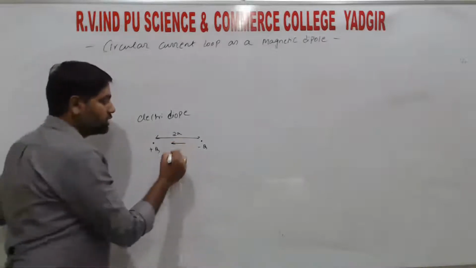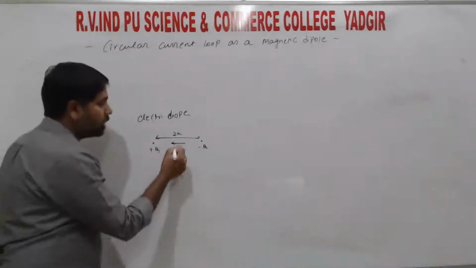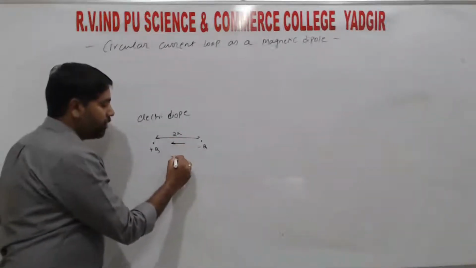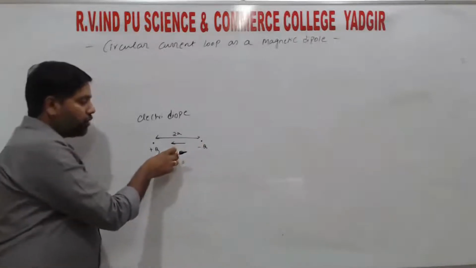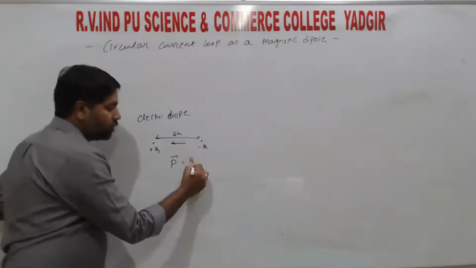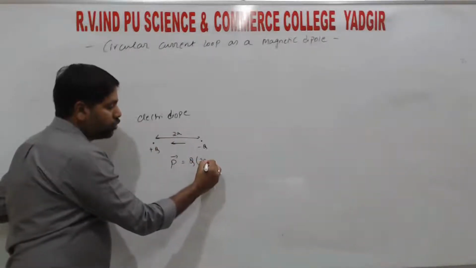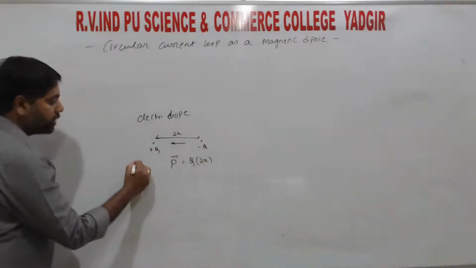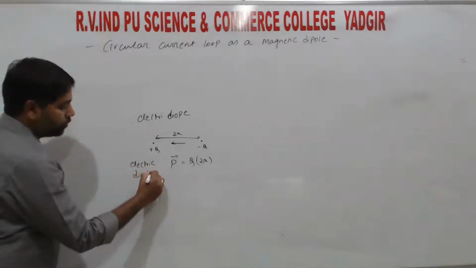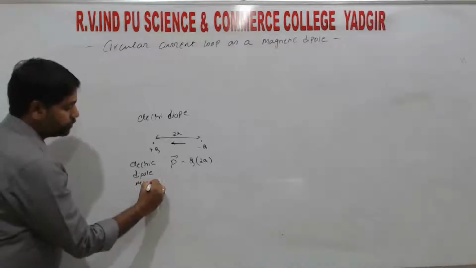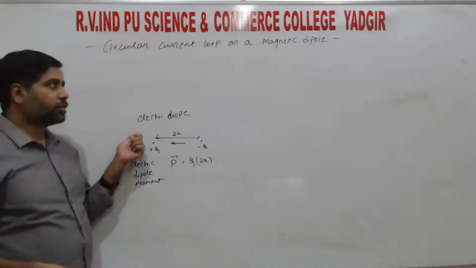So that is always in the direction from negative charge to positive charge. Electric dipole moment we define with the letter P, that is equal to the magnitude of either of the charges, that is q, into the distance between the two charges, that is 2a. So this gives what? Electric dipole moment, right? So these two also we discussed in our first chapter, right?